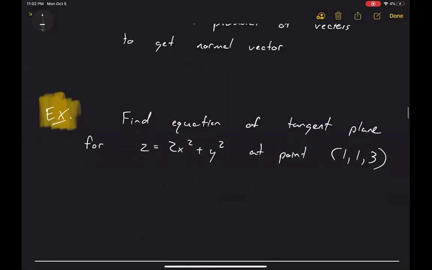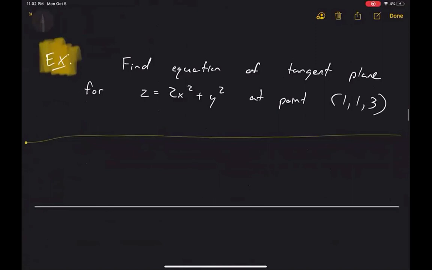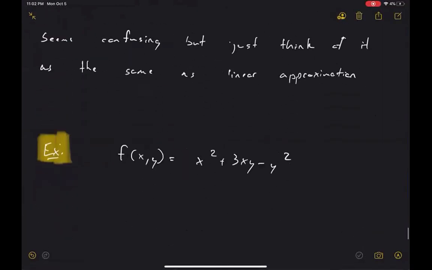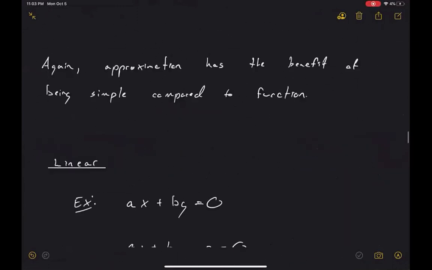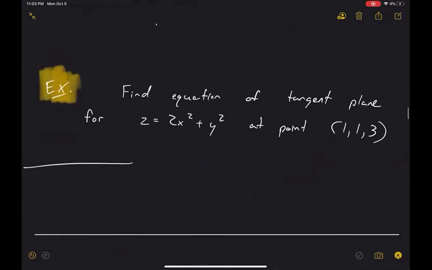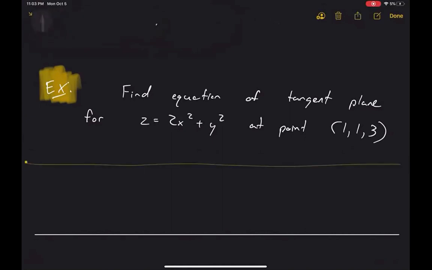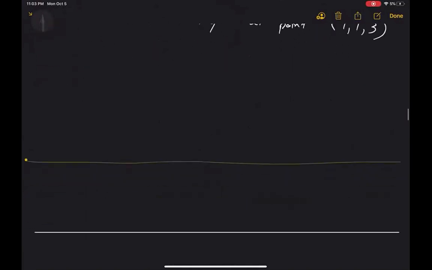Okay, so let's try to find the equation of the tangent plane for this multivariable function at the point (1, 1, 3). All right, so there's a couple things we need to do. The first thing we need to do is find these two vectors that I'm going to use to find my normal vector. So what makes sense for those vectors to be?